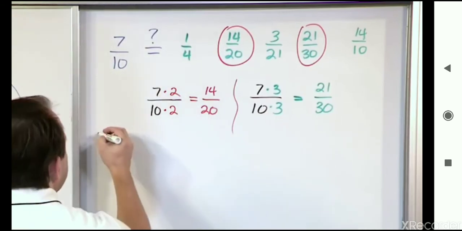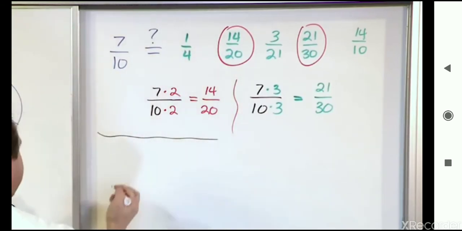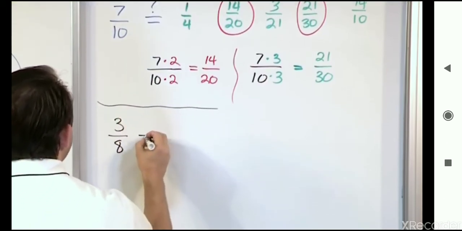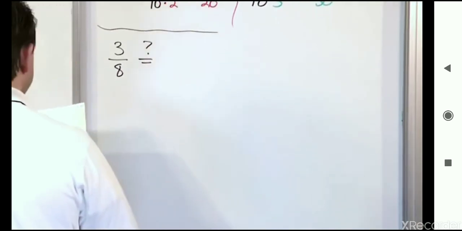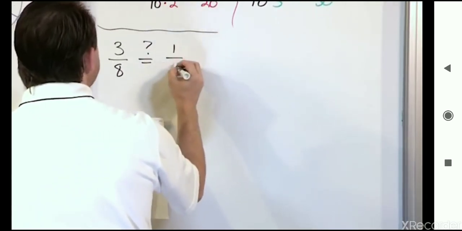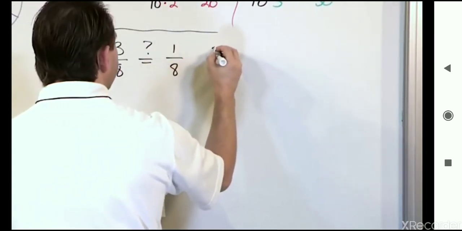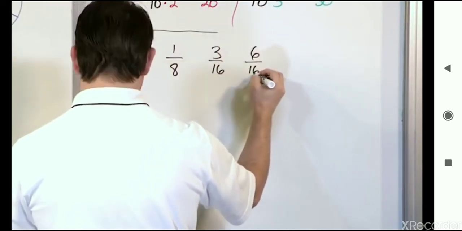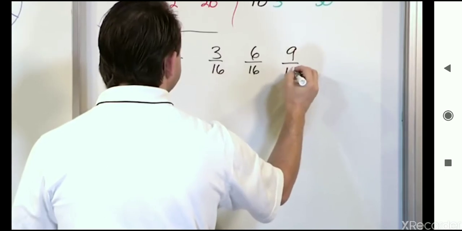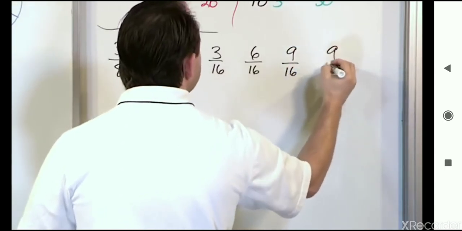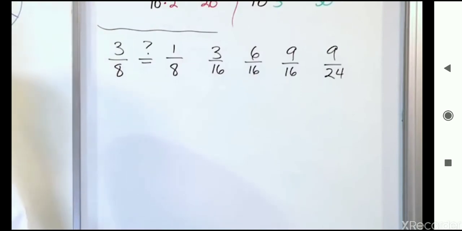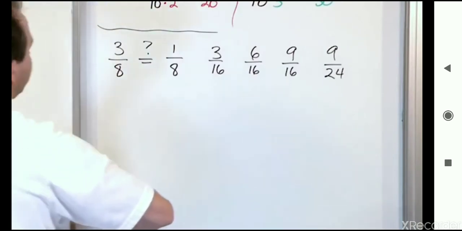So let's move on and do another problem. Let's say we have the fraction 3/8, and I want to figure out what is equivalent to that. And my choices are 1/8, 3/16, 6/16, 9/16, and 9/24. And I want to figure out what is equivalent. All right, so let's go and do that now.